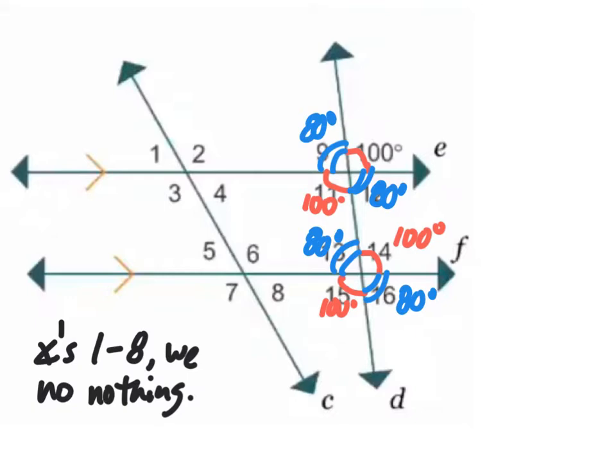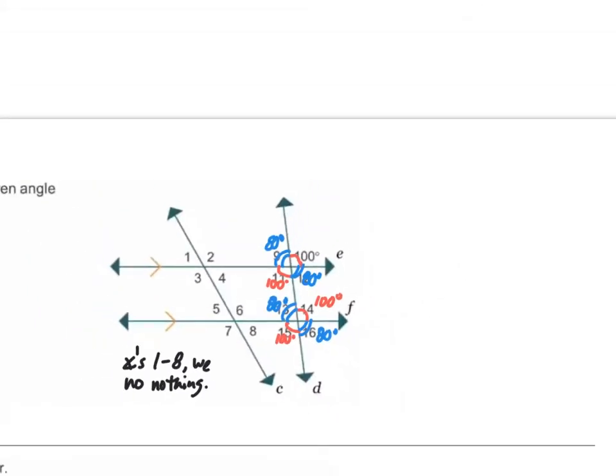So if I am given two lines cut by a transversal, and I know one of the angle measures, then I can figure out all the other ones. Now, because I don't know any other angle measures here, I can't draw any conclusions, and that's all I can do.